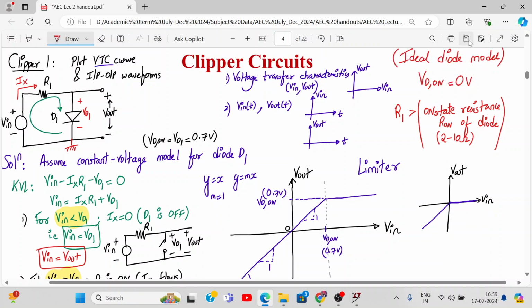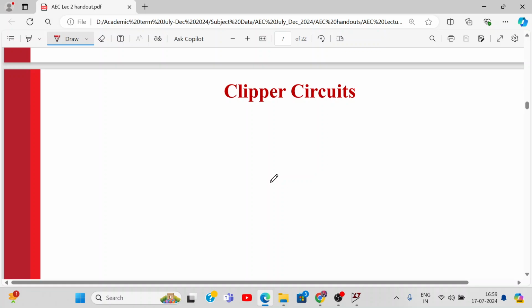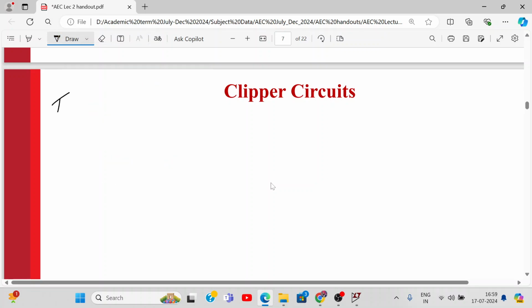Can I go to clipper number 2? Okay, before that I'll be discussing the types of clipper circuits. So please write down the types of clipper circuits which we have. Sometimes they ask you in the exam: types of clipper.